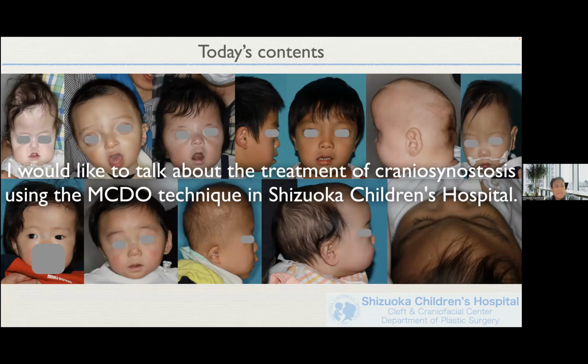Today, I'd like to talk about the treatment of craniosynostosis using the MCDO technique at Shizuoka Children's Hospital. The MCDO technique is a minor procedure that is only performed in 4 to 5 hospitals in Japan, and due to issues with tools such as distractors, medical facilities outside Japan haven't been performing this procedure. I've experienced treating almost 80 cases of MCDO, and most have led to excellent outcomes. I aim to share this knowledge with others and advance craniosynostosis treatment in the future.